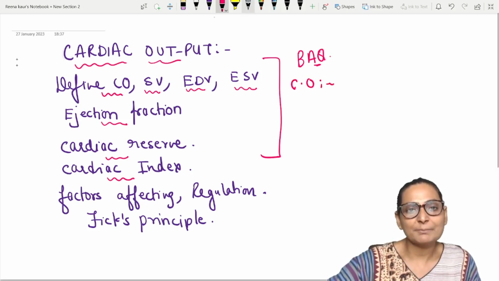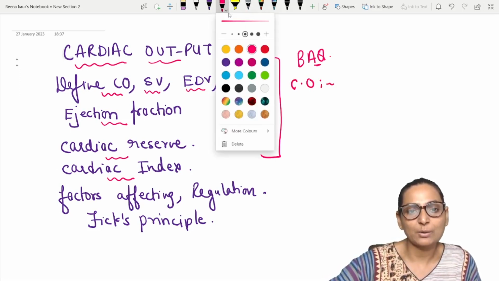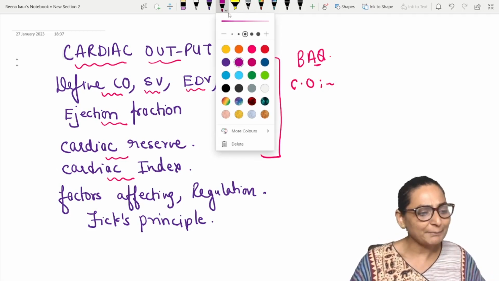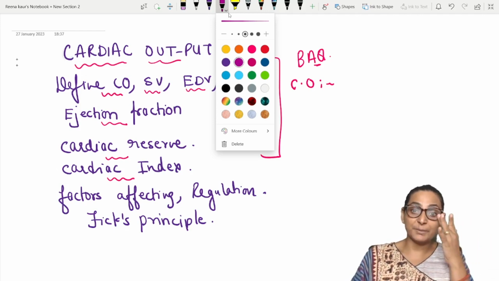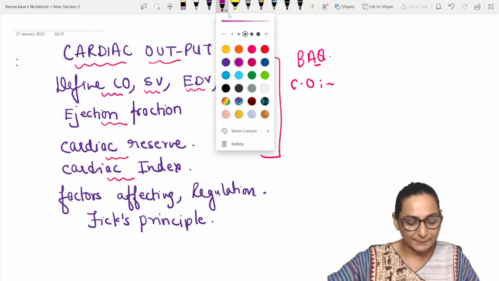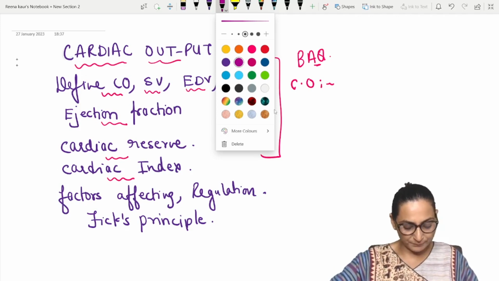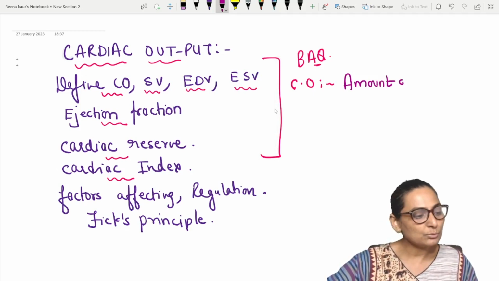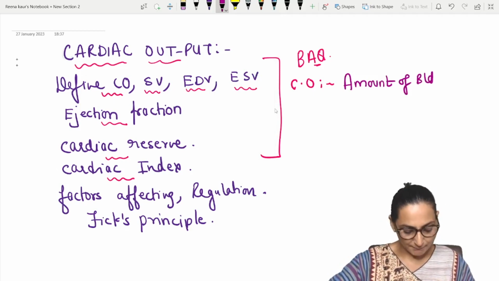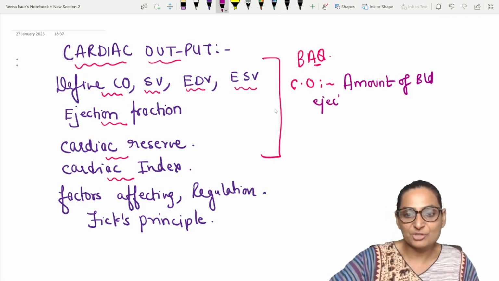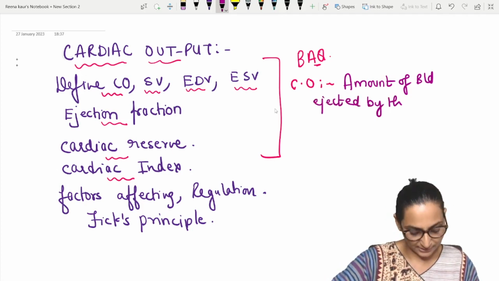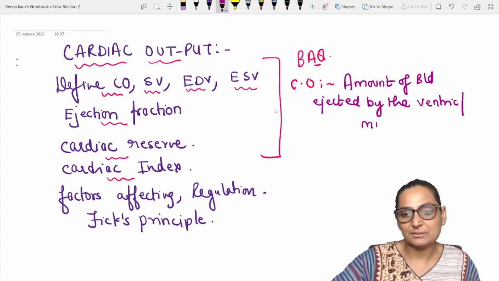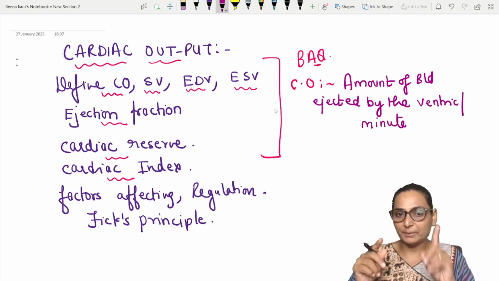Now, how do you define cardiac output? This is very important because many times I have seen that when you are asked the definition of cardiac output, you are confused between what is cardiac output and what is stroke volume. You are very many times confused whether it is per minute or per beat. So cardiac output is the amount of blood that is ejected by each ventricle per minute.